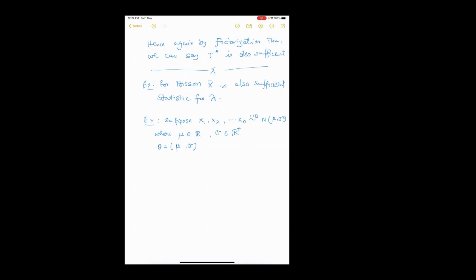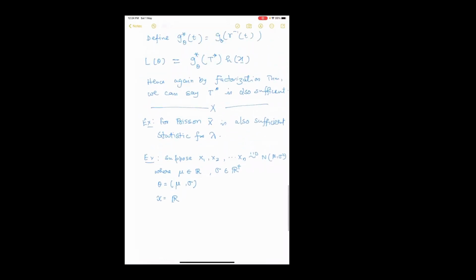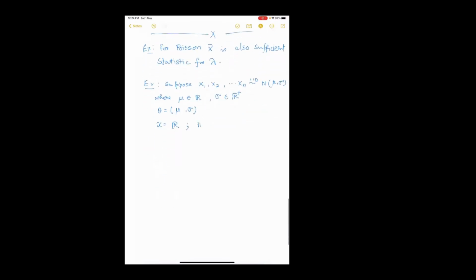So my chi is the real line. So my x1, x2, ..., xn belong to the sample space chi, which is basically the real line. And my parameter space theta is effectively the product of these. So now we have to find a sufficient statistic for theta. We have to find it, and now remember that both mu and sigma are unknown.